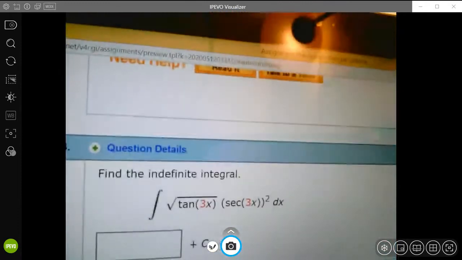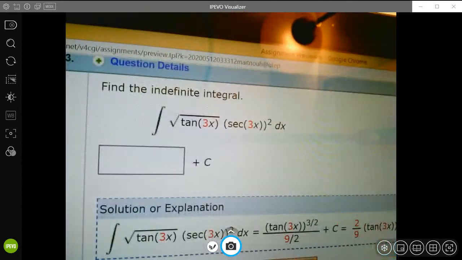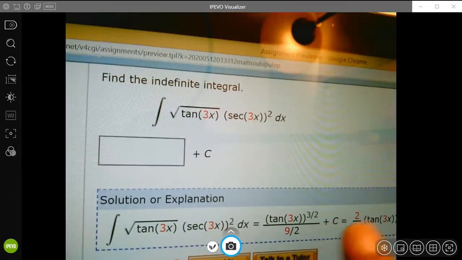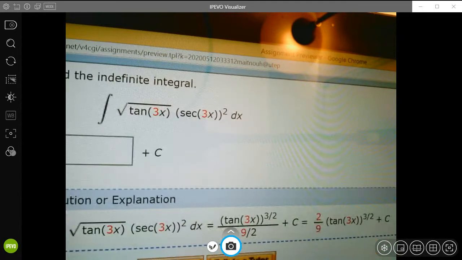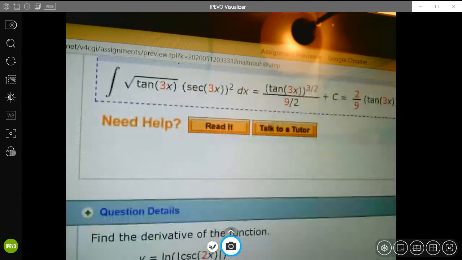So then if you do the math, you will get this. 1/2 plus 1, you use the power rule, you will get tangent 3x to the 3/2 over 3/2, with that 1/3, because you will get 1. Then the final answer will be this one.